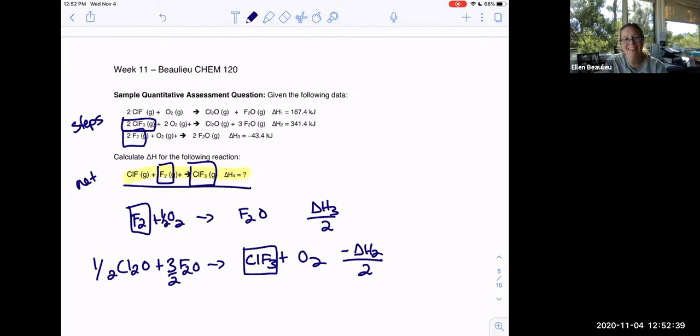So I want you to do step 1. How do I add step 1 to these 2 steps that I have in a way that gets me my net reaction? Don't answer out loud. I want you to do it on your own paper, and then I'm going to ask for a volunteer. So take a minute. What would you do with step 1?